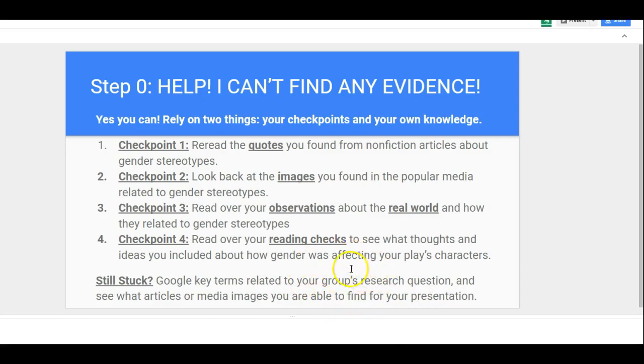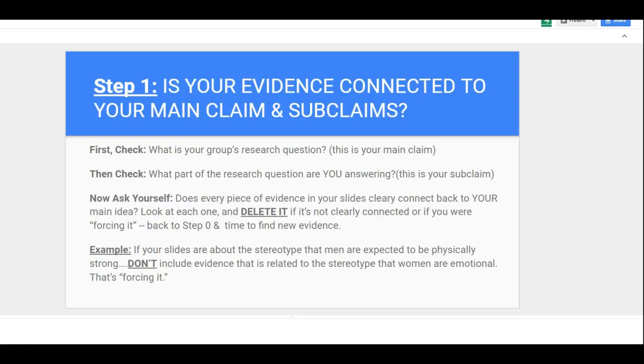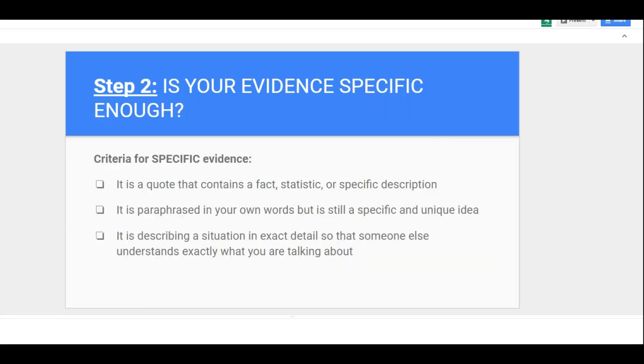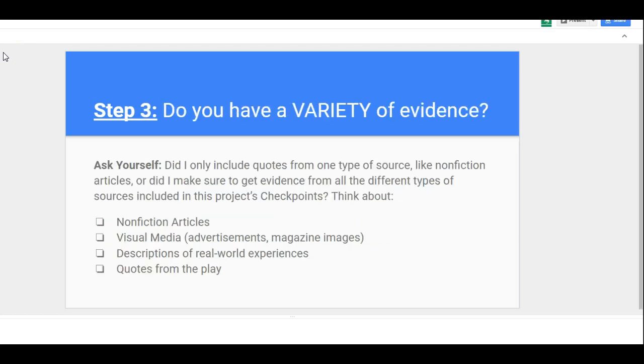Now, this is not a group project. It will say group a lot, but this is something that you will do as an individual. So if you ever see anything as working together, it's very hard for us to do collaboration. You're pretty much on your own with your learning coach, trying to find that evidence. Specific evidence, quotes with facts and statistics. You paraphrase it in your own words, and find a variety, not just one type of evidence. Look for some visual media, look for some articles, look for some quotes.